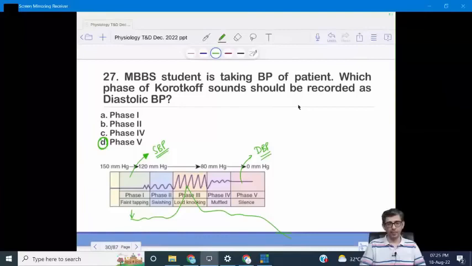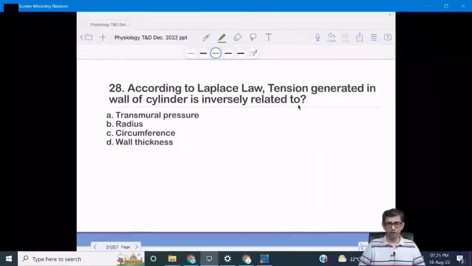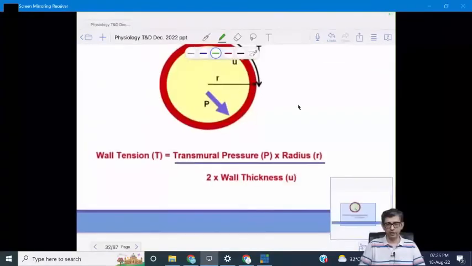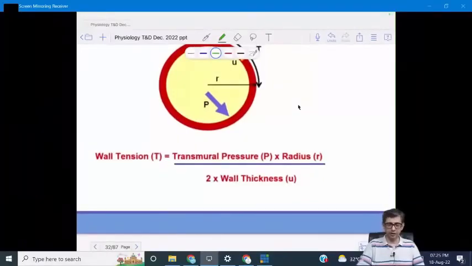According to Laplace law, the tension generated in the wall of the cylinder, या cylinder की जगह blood vessel ले लीजिए, is inversely related to which of the following? And the formula for this is like this: the wall tension is directly related to transmural pressure multiplied by radius and is inversely related to the wall thickness. You can see that tension और radius का जो relation है वो तो direct है, लेकिन tension and wall thickness का relation inverse है.